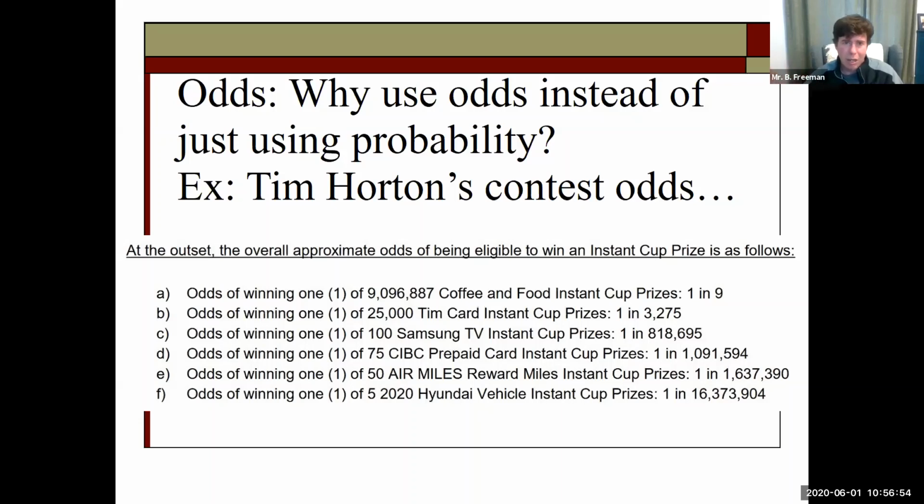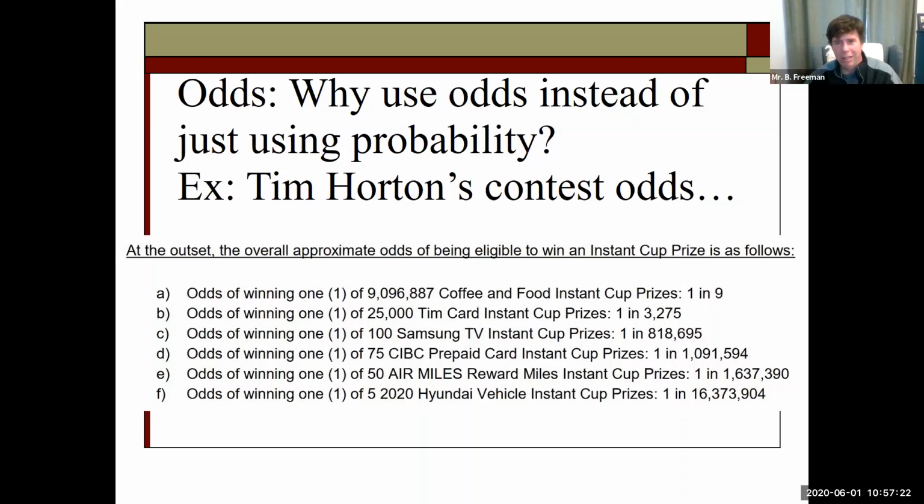1 in 9, or odds of 1 to 9, mean for every 10 times you play, 1 of them wins and 9 lose. So that's the key here. So why say 1 to 9 instead of probability? Think for a second, what would the probability be? It would say that if you're participating in the Tim Hortons Roll Up the Rim to Win contest, you have a 10% chance of winning.